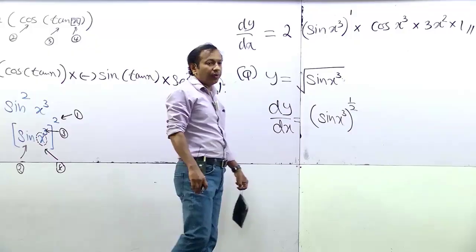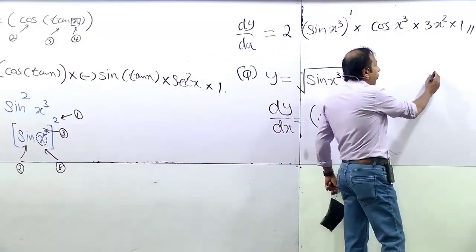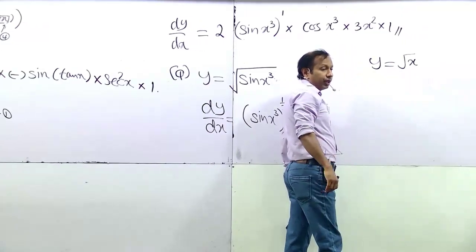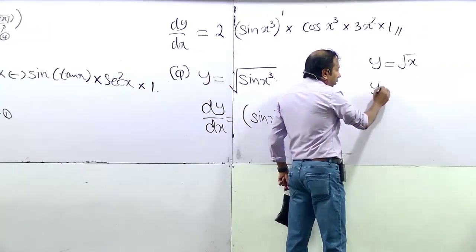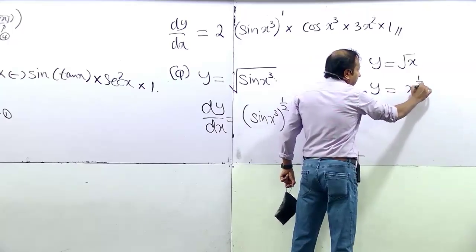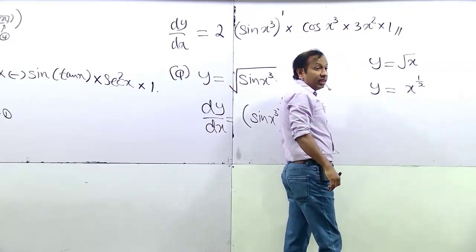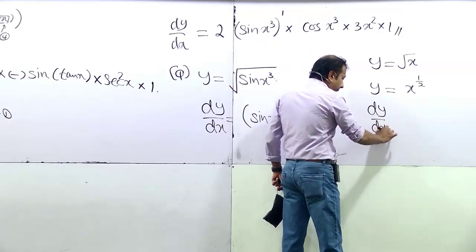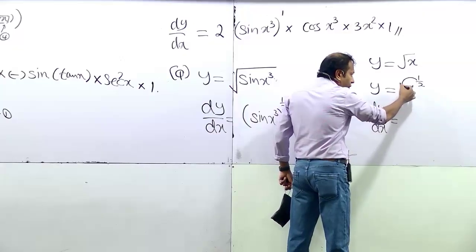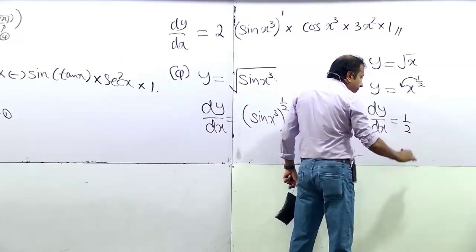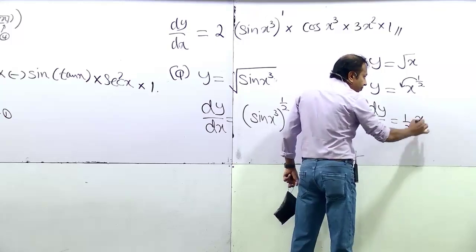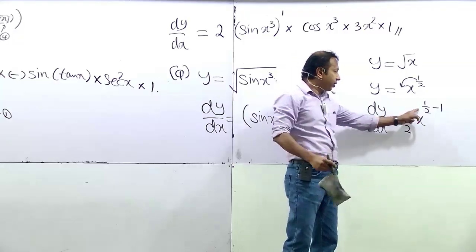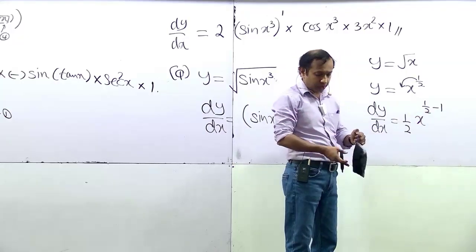Even now, remember, if I have y equals root x, now listen to me. Y equals root x. Our root x is x power half. Let's see how to differentiate this. dy over dx. Bring this half before. X, subtract 1 from this present half. Half minus 1, it's minus half.